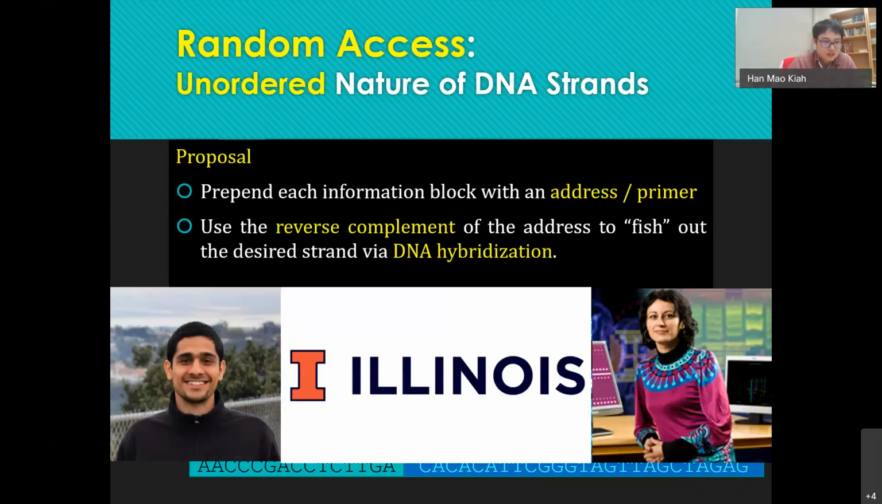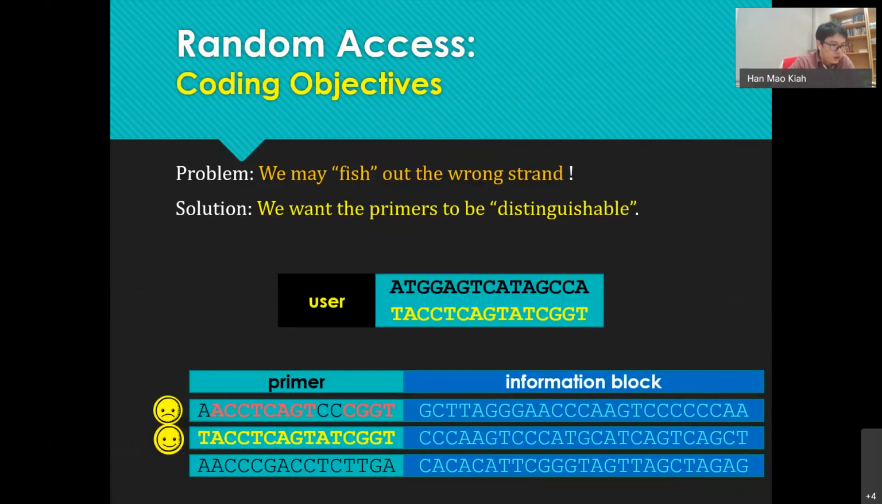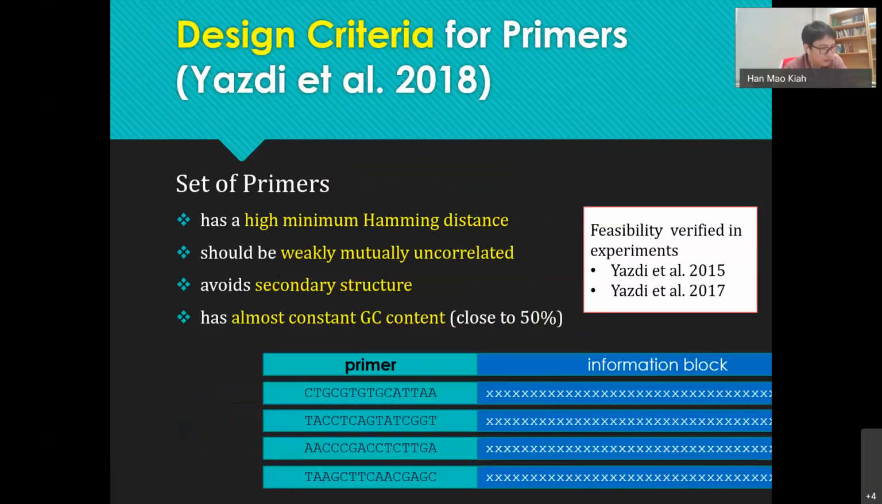Of course, in such proposals, things do not always work out perfectly, so we need some coding strategies to minimize the probability of errors. In this part of the talk, we are going to look at some design considerations for the primer sequences. We want these primers to be distinguishable so that we can pick out the correct strands. Together with Ogitsa, Hossein, and Ryan, we provided a set of design criteria for these sequences, and I'll be describing this later on.